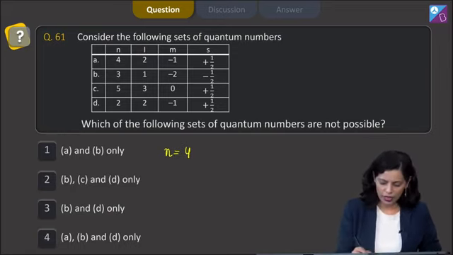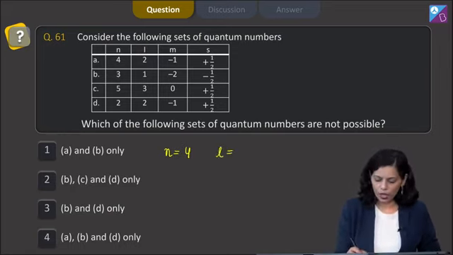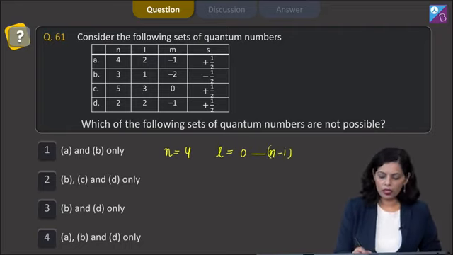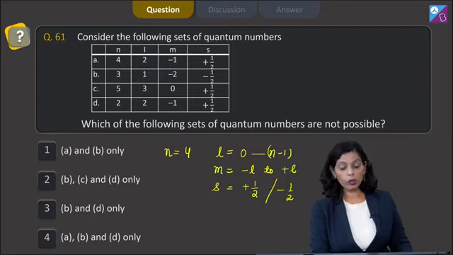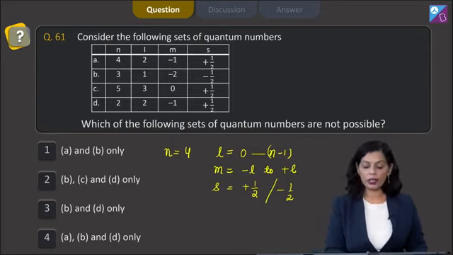Let me just write here. If you want to check the l value, it would be 0 to n minus 1. Then the m value is minus l to plus l, right? And the s value is none other than plus half or minus half. These are the two values which are possible. So the most important thing is to check the l value and the m value.